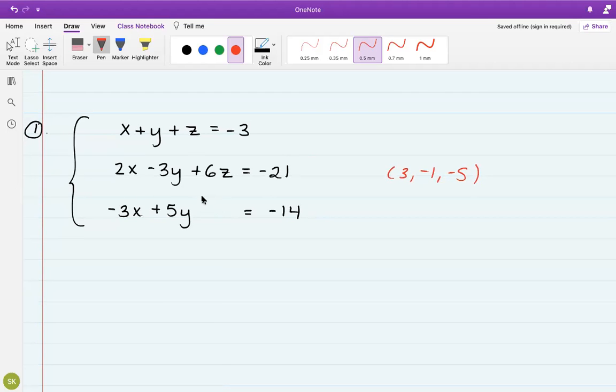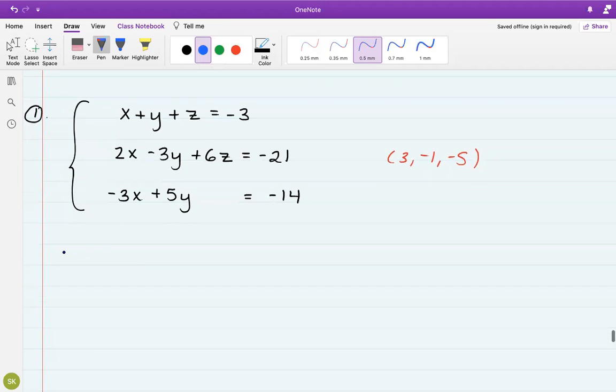Okay. Notice that in the third equation, there's no z. So because there's no z here, I think it would be a good idea to get rid of z, because the third one doesn't even have a z. So that's what we're going to do. We're going to get rid of the variable z.